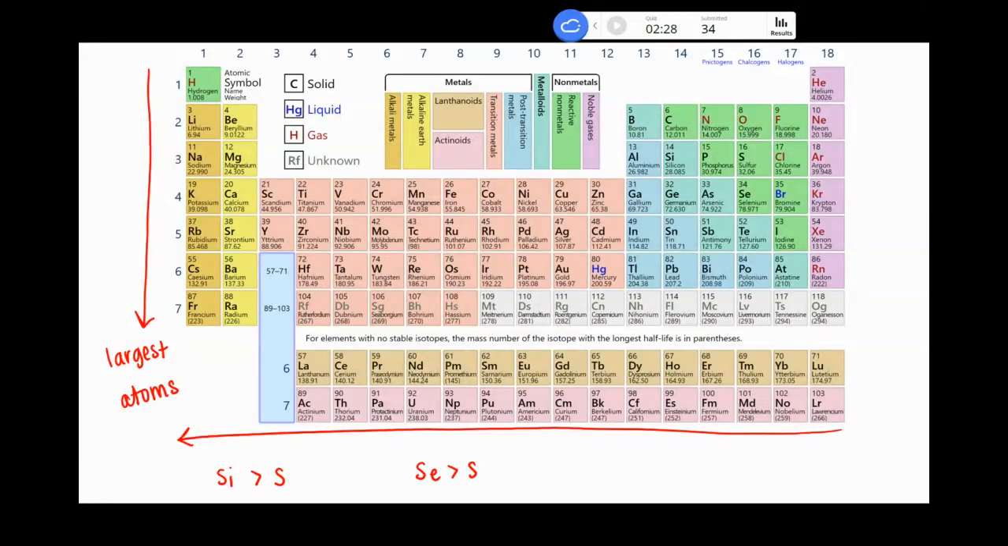Si and Cl? Oh, okay. So then that would still be true. Silicon is larger than chlorine because it's further to the left.